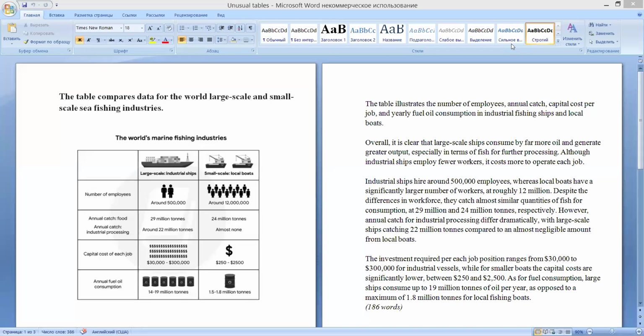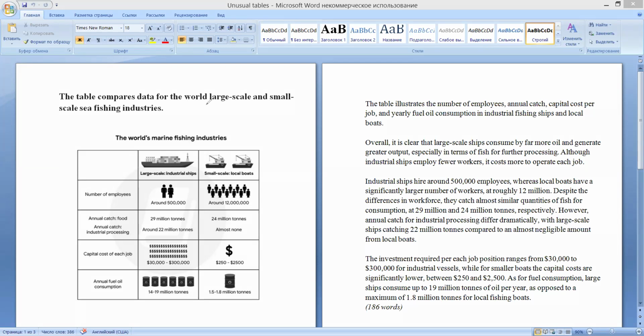Hello, dear students. It's IELTS writing, and today I want to talk about Writing Task 1, unusual tables. This is a task that you can get. The table compares data for the world large-scale and small-scale sea fishing industries. And don't panic, this table is not as challenging as it seems.